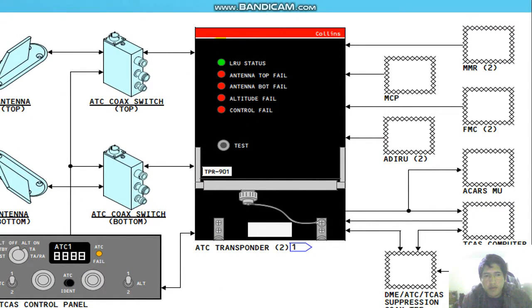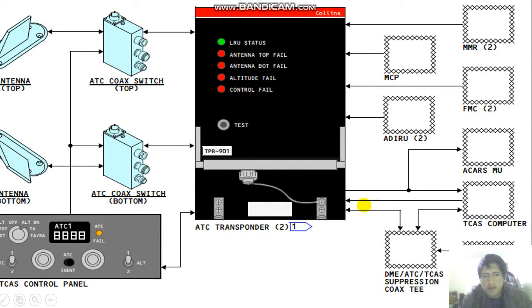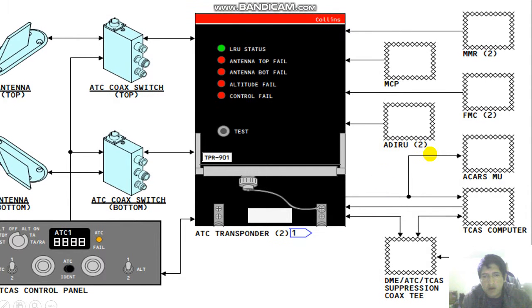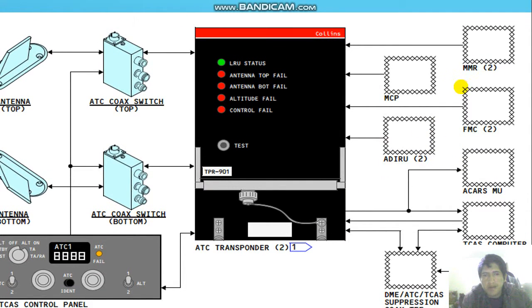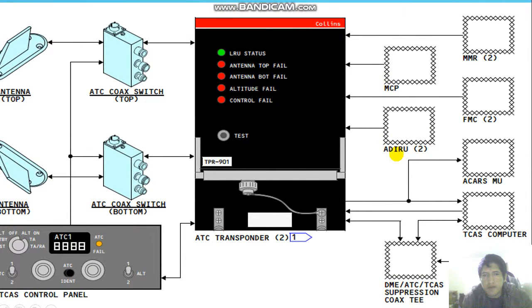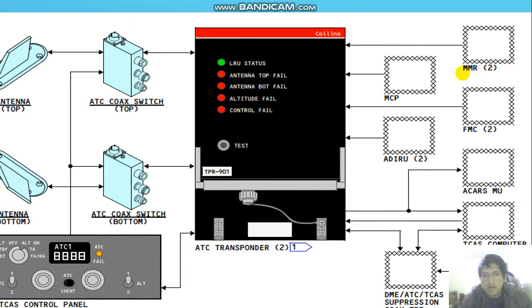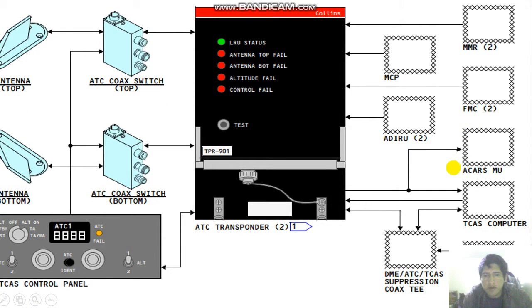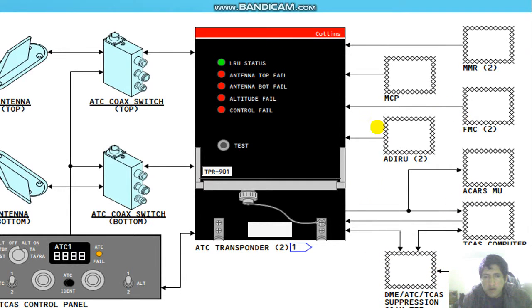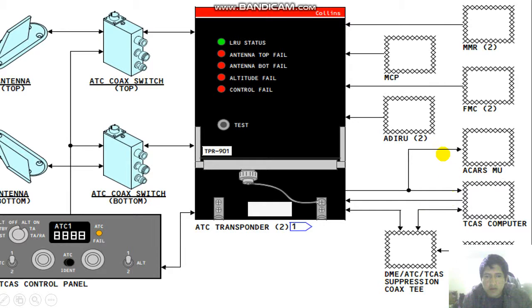This communication system is interfaced with all components. In this case, there are the ADIRU, the multimode receiver, the flight management computer, and the ACARS system, among all the interfaces.